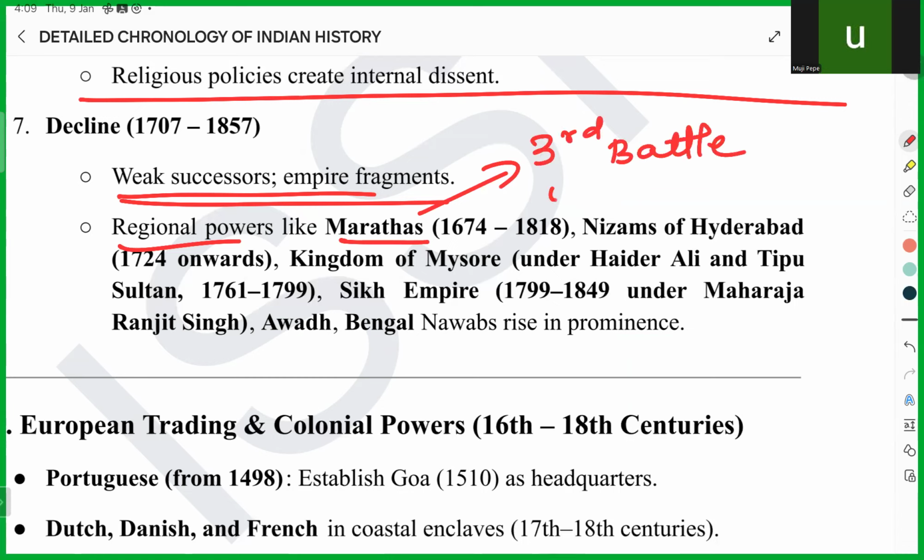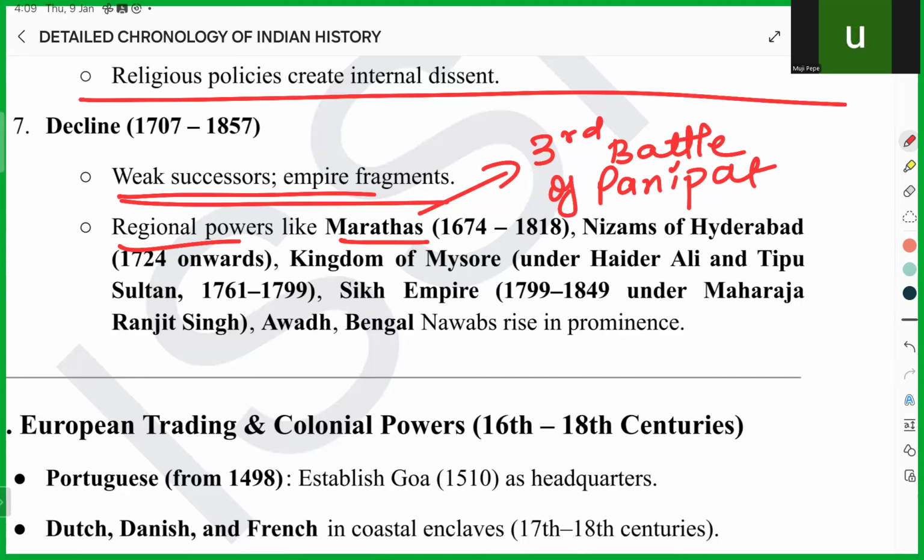सो मैंने कितने बैटल ऑफ पानीपत बता दिए? 3. द फर्स्ट वन वॉज बाबर वर्सेस लोधी 1526. सेकेंड वॉज अकबर वर्सेस हेमचंद्र और हेमू इन 1556. द थर्ड वॉज 1761 में आपका ब्रिटिशर्स, ये आपका जो था अफगान्स वर्सेस द मराठास. Okay, the Afghans versus the Marathas.